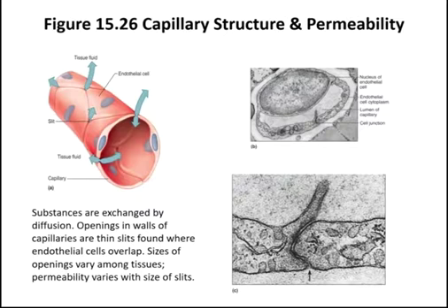Fluid, the tissue fluid, what they're talking about is the interstitial fluid, the fluid between the cells. We're going to have fluid come out of the blood into the interstitial fluid, the fluid between the cells there. And then they can exchange with the cells by diffusion.